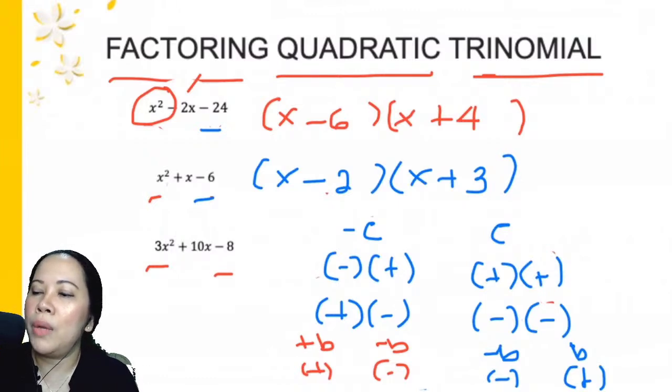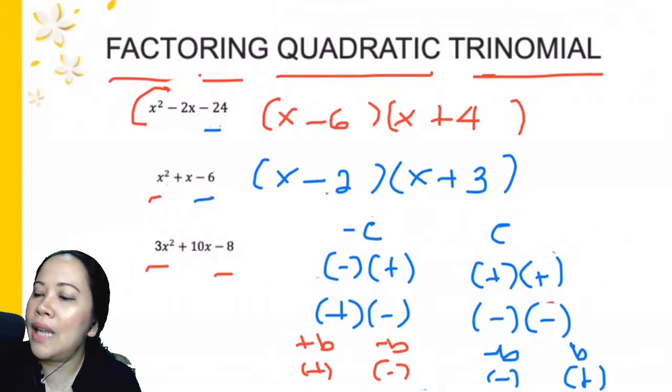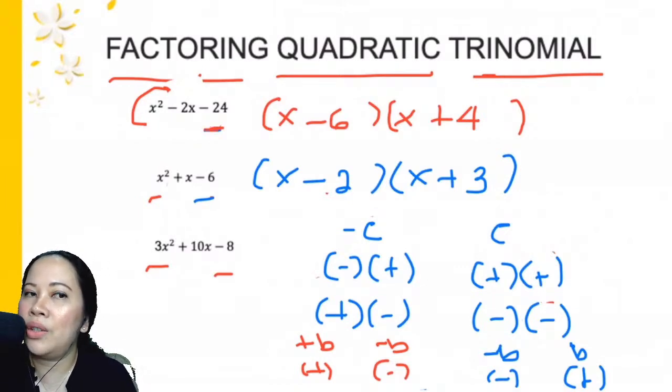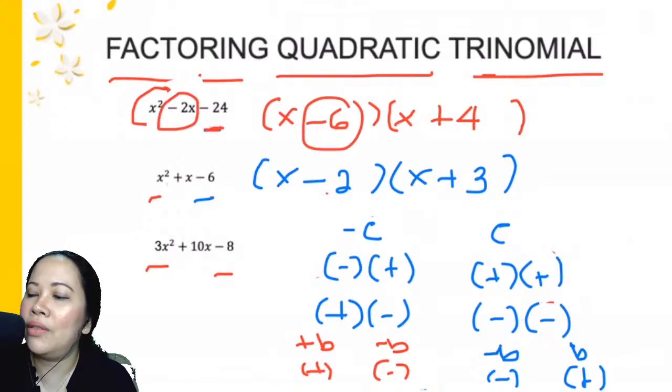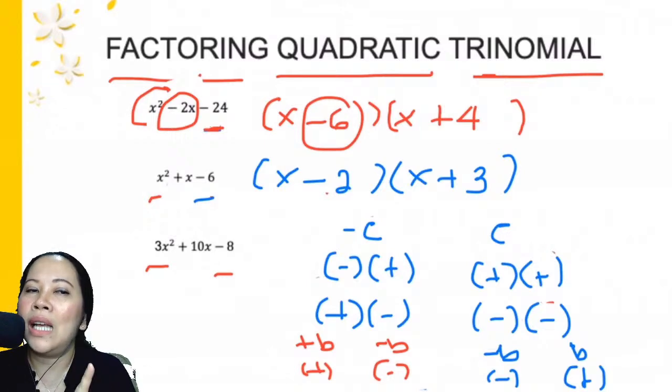So, going back to our example, so that you would understand. It's negative 24, right? So the factor should be a negative and a positive. So for this case, it's 6 and 4. But the middle term is negative 2x. That's why 6 got the negative instead of 4, because the middle term is negative. So if the middle term is negative, the bigger factor will get the negative sign.